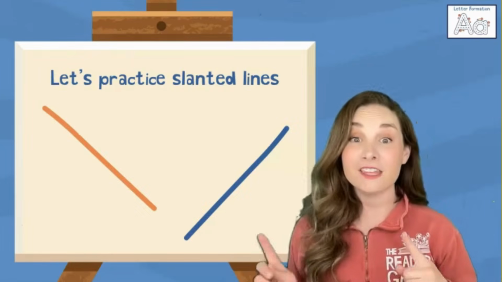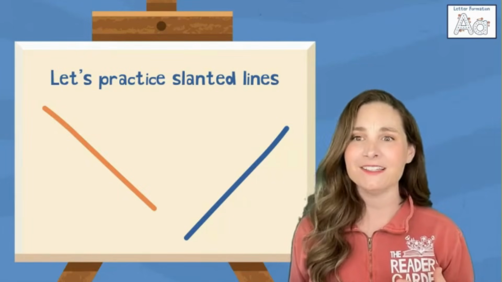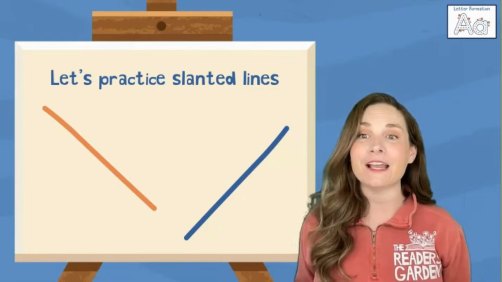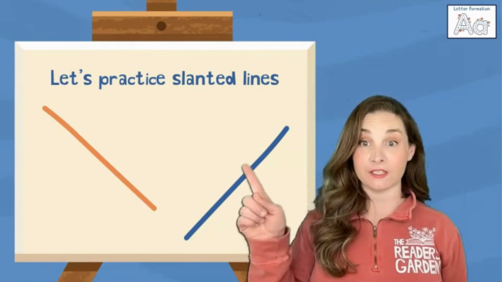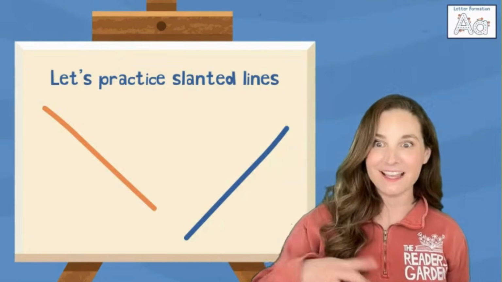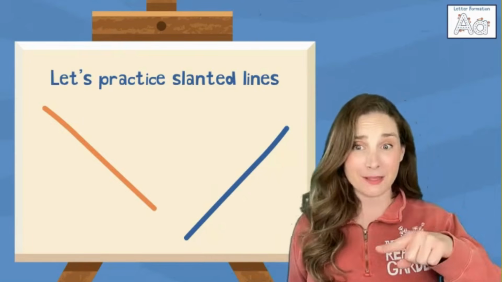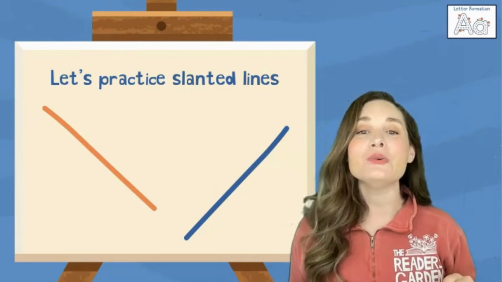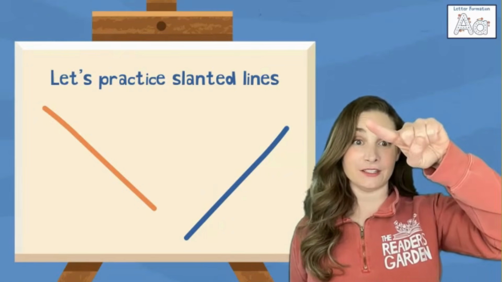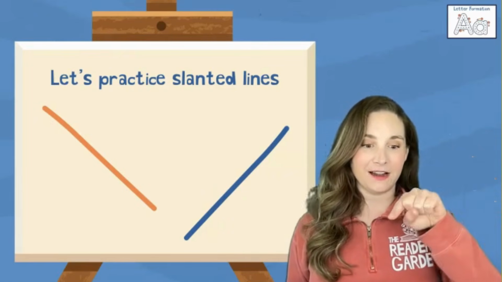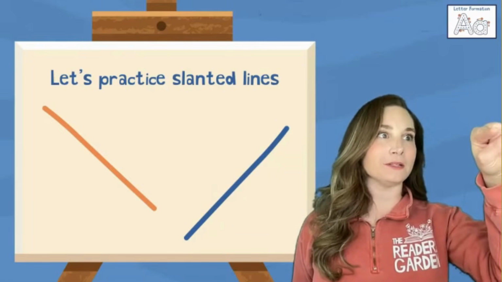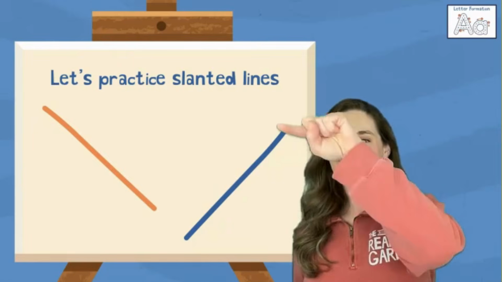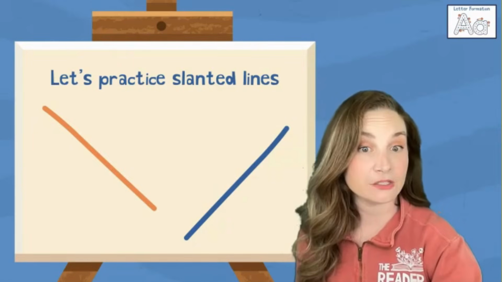These are slanted lines. Slanted lines look a lot like slides that you might see on the playground. We can make a slanted line in a few different ways. Sometimes we start at the top and slide down like that. Other times we start at the bottom and slide back up like that. Let's try skywriting a few different slanted lines. I'm going to start at the top and go down, and then I'm going to go from the bottom and go back up. Now I'm going to go from the top and go back down, and from the bottom, go back up. You can trace them in as many different ways as you would like to.